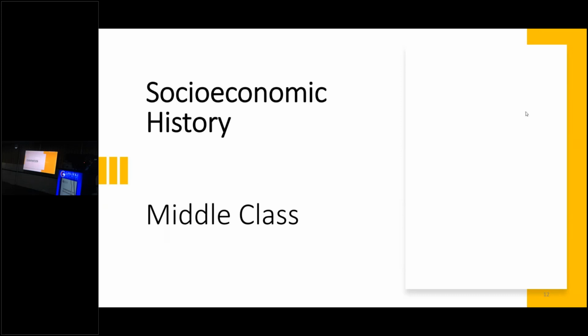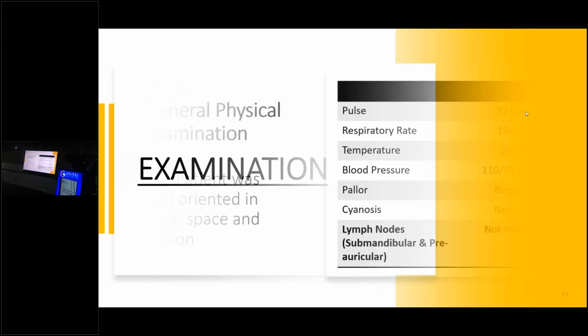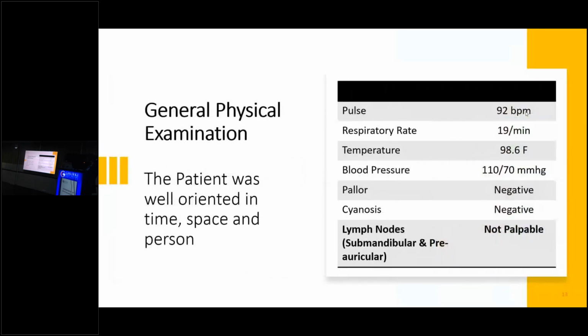Now we'll come on to the examination of the patient. First of all, her general physical examination was absolutely normal. The patient was well oriented in time, space, and person. Her lymph nodes, including both the submandibular and preauricular, were not palpable.